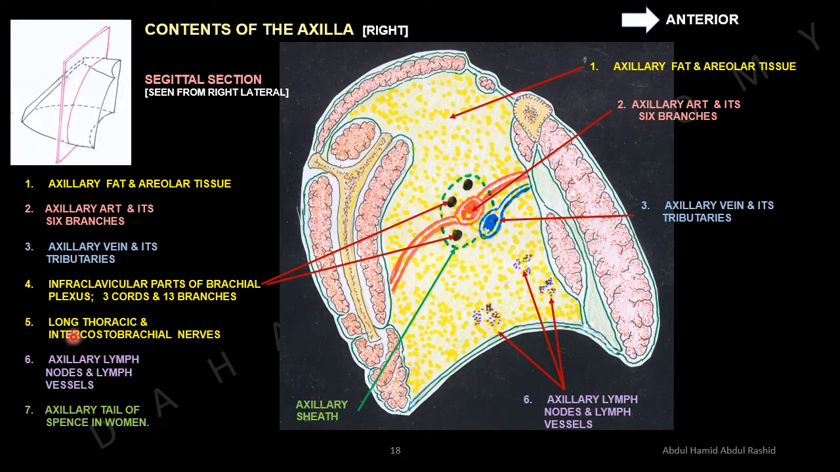Number 5, long thoracic nerve, which is the nerve to the serratus anterior muscle, descending on the outer surface of the serratus anterior, we have already mentioned, and intercostobrachial nerve, we are going to mention later. And number 6, axillary lymph nodes and lymph vessels. These are the axillary lymph nodes. And number 7, axillary tail of Spence in women. So we are seeing from another view. Previous ones were transverse sections. This is a sagittal section.